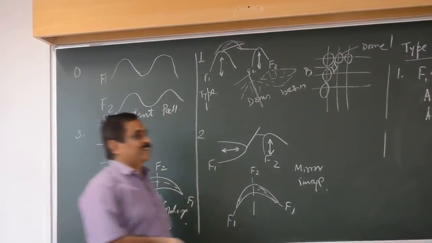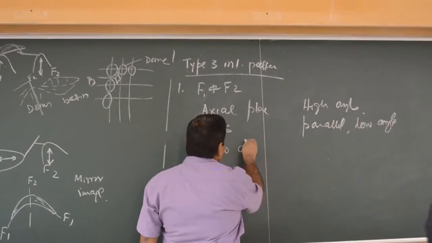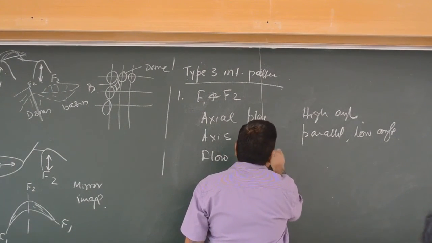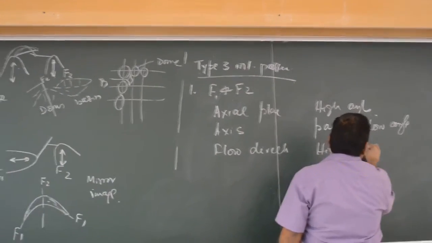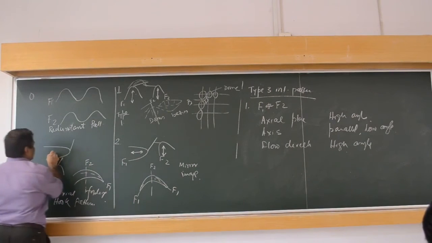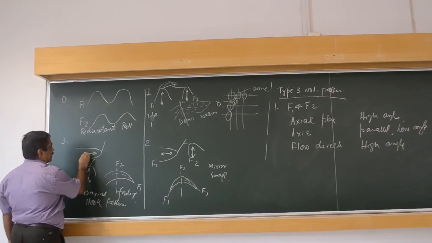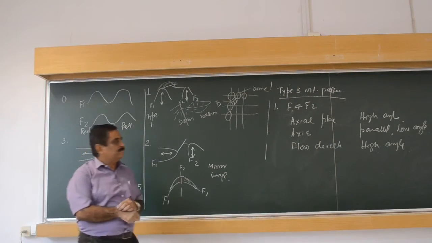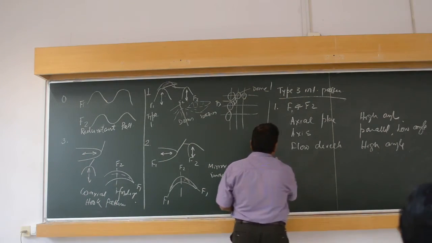What about flow direction? Flow direction is perpendicular, high angle. In this case the flow direction is this way, in this case the flow direction is this way. That is why they are at high angle. Clear? So tell me now, what is the next point?